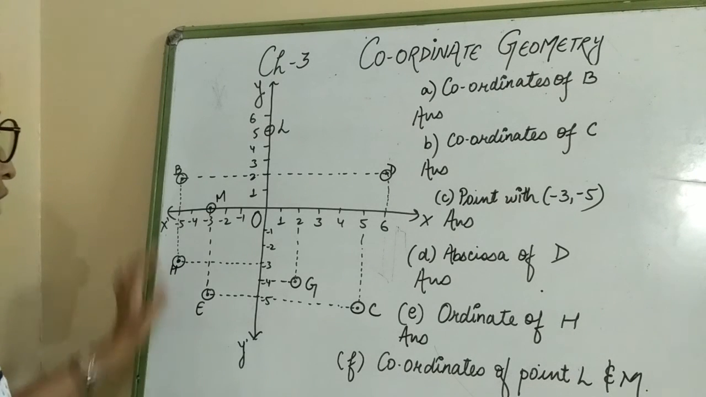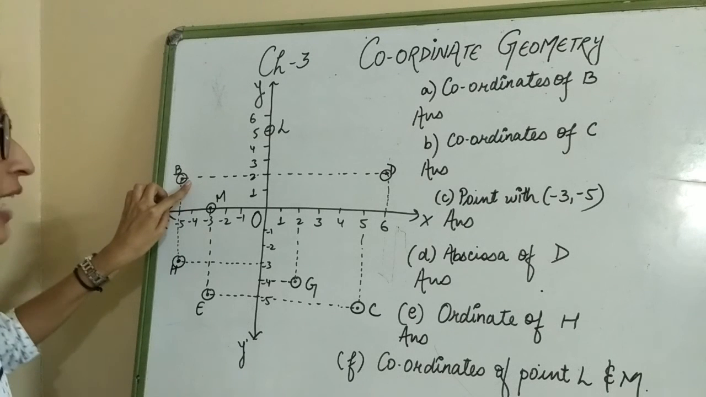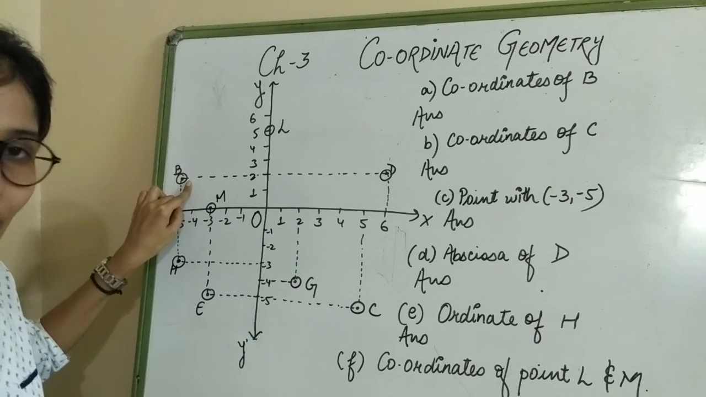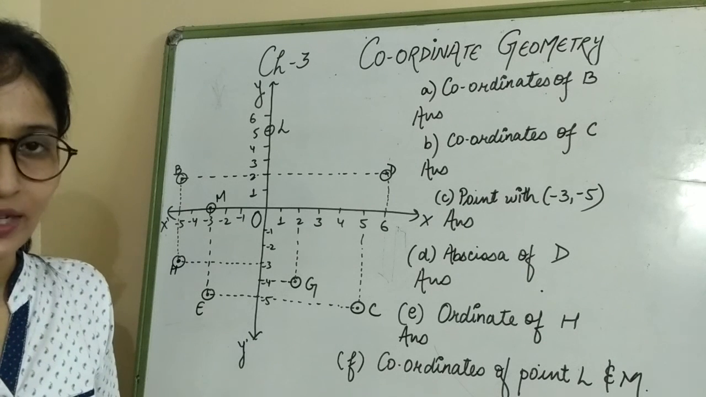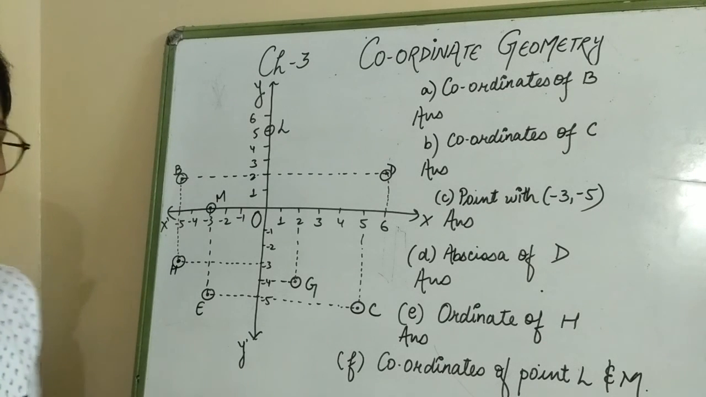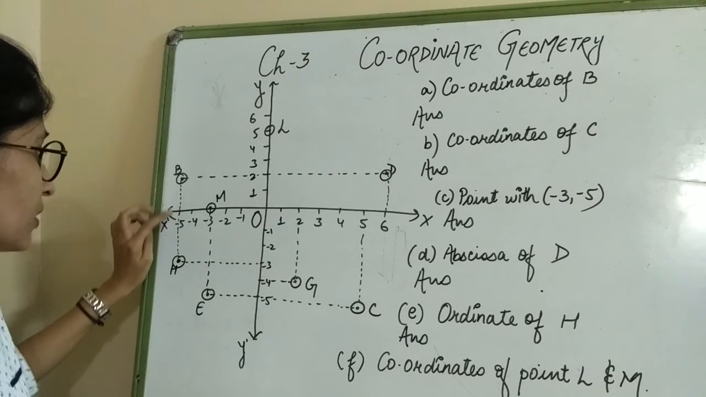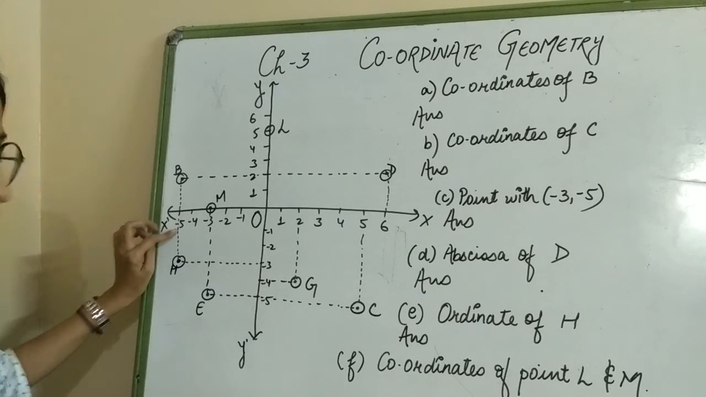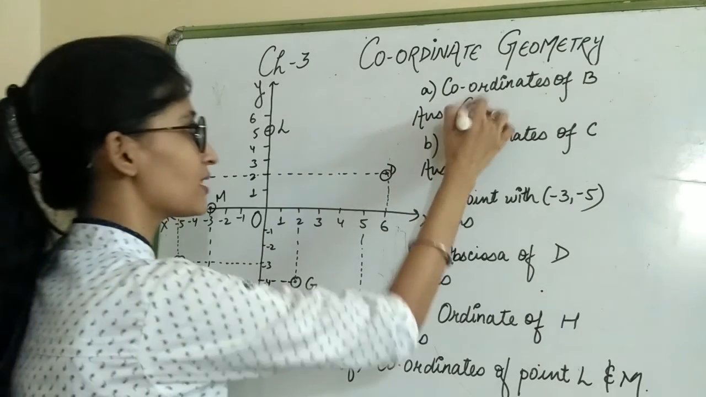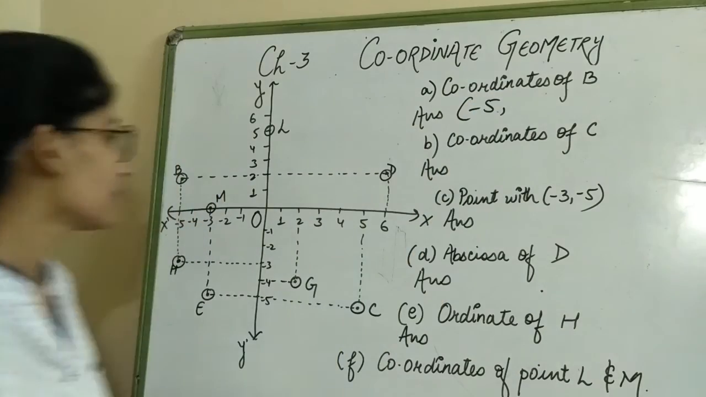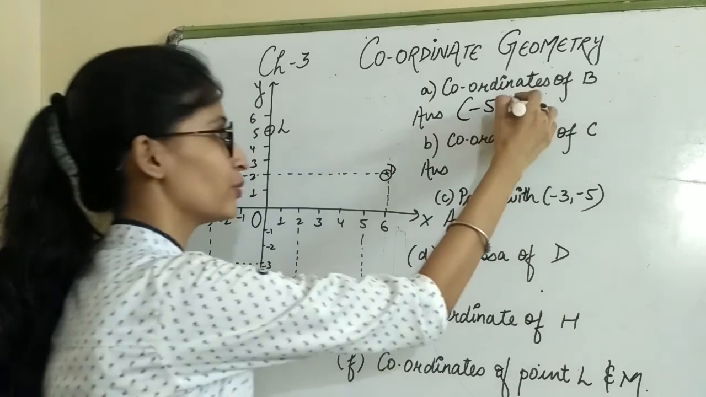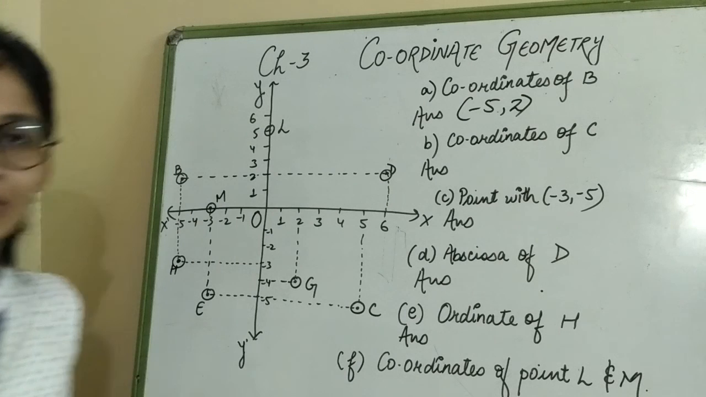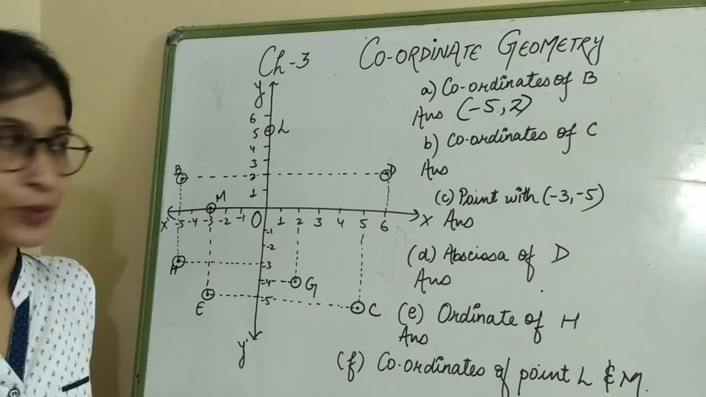Look at the graph where point B is lying. I have to write the coordinates of point B. While writing the coordinates, first we will write the x coordinate and then the y coordinate. The x coordinate for the point B will be -5. So the abscissa is -5. And the y coordinate for the point B will be 2. So the coordinates of point B are (-5, 2).